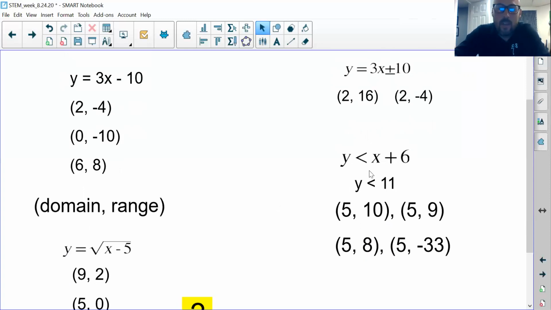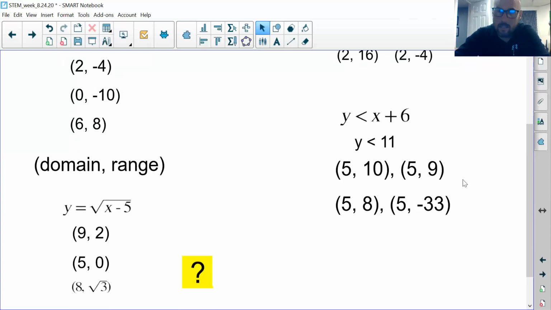It's not a function because 5 could go to 10, 5 could go to 9, 5 could go to 8, 5 could go to negative 33. In fact, I should say 5 does go to those. It goes to many, many numbers. In fact, 5 goes to every number that's less than 11. So one domain element, 5, goes to many, many different range values. So y is less than x plus 6, not a function.